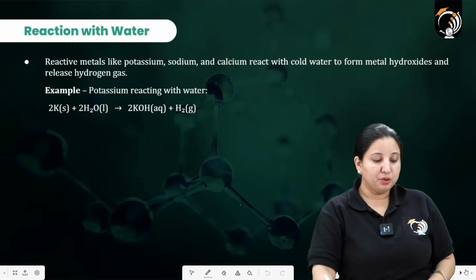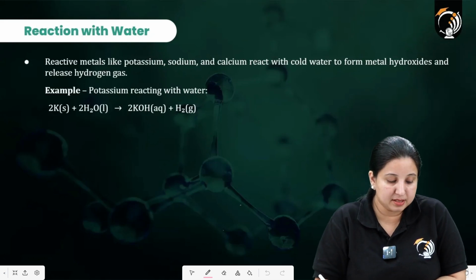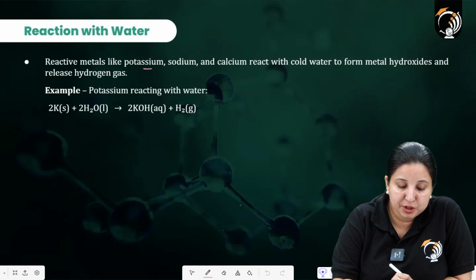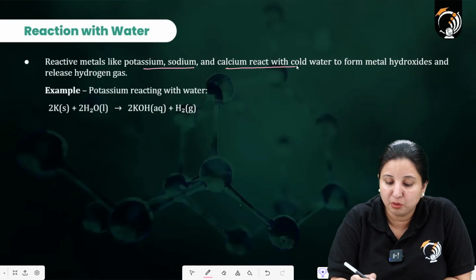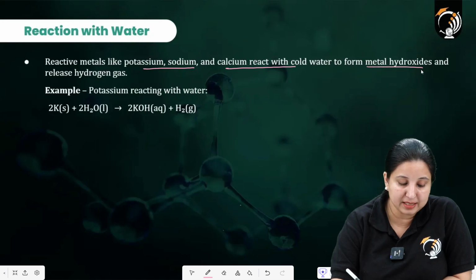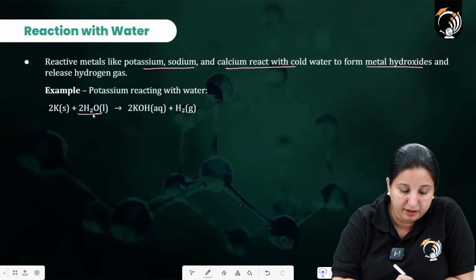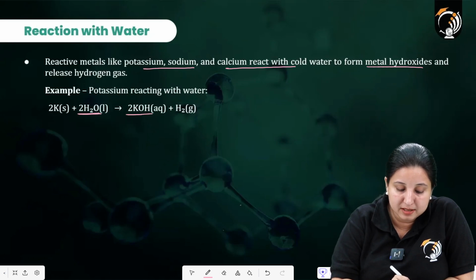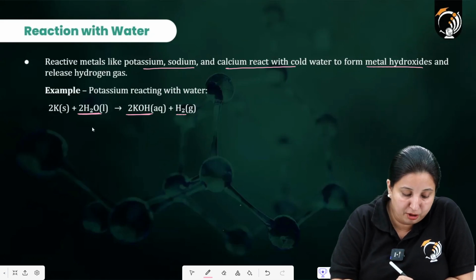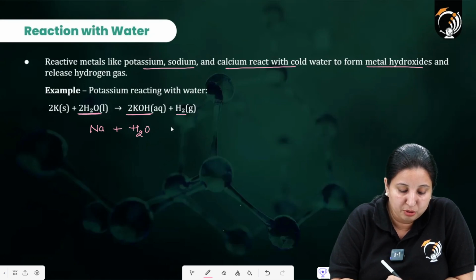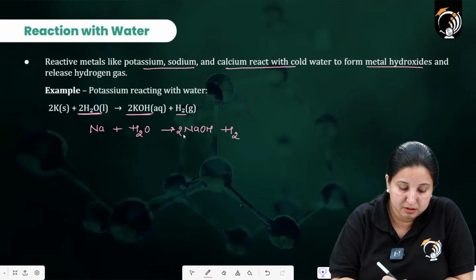So, the first case over here is reaction with water. Reactive metals like potassium, sodium and calcium react with cold water to form the metal hydroxides and release hydrogen gas. For example, if I take potassium and make it react with water, it gives us potassium hydroxide and hydrogen gas. Similarly, if you take sodium and H2O, it is going to give you NaOH and hydrogen gas.